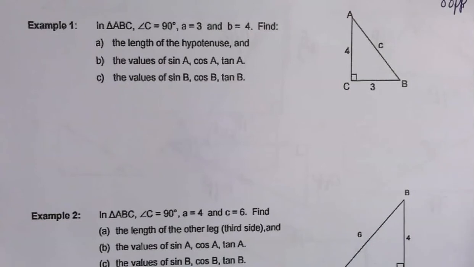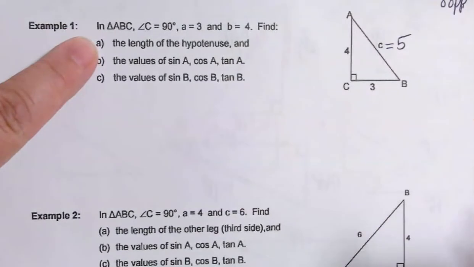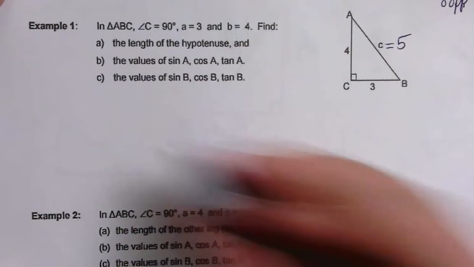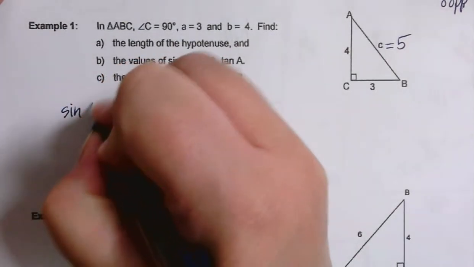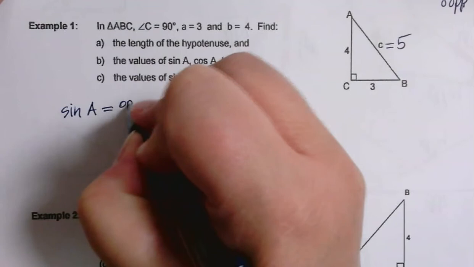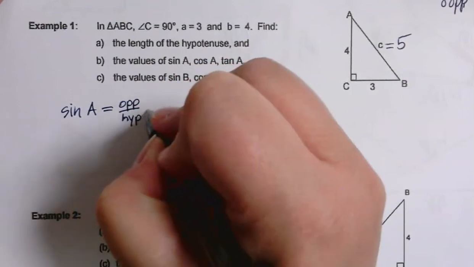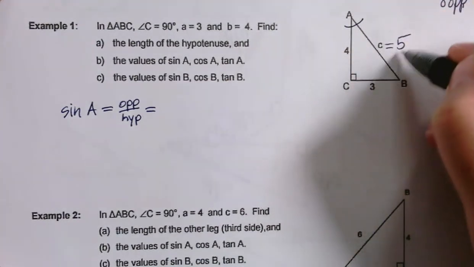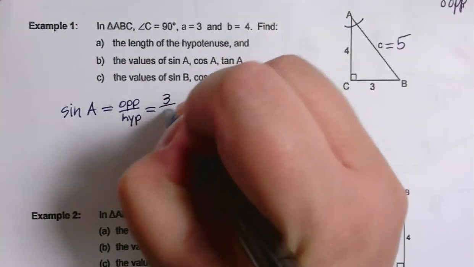Example 1. In triangle ABC, angle C is 90, A is 3, and B is 4. Well, that's a Pythagorean triple, so what's C? 5, good. All right, find the length of the hypotenuse. We just did. Okay? The values of the sine of A, cosine of A, and tangent of A. So sine of A is opposite over hypotenuse, which is from A, the opposite is 3, the hypotenuse is 5, so 3/5.